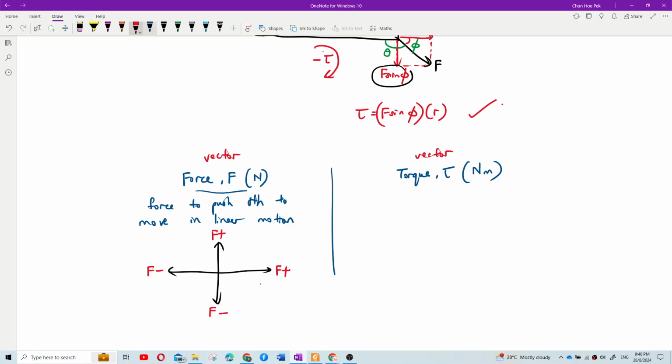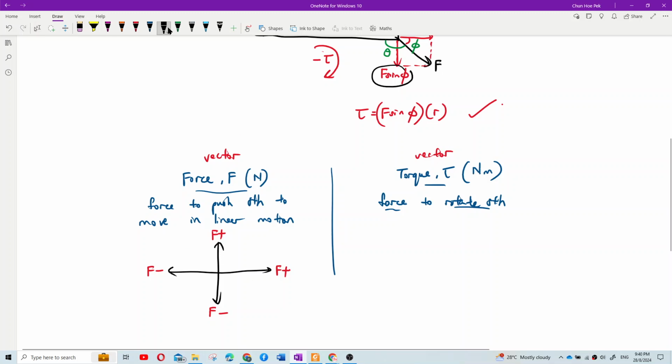So torque, what is torque? Torque is like force, but it's a force to rotate something. Just now, the force that we learn in linear motion is to push something to move to the right, to the left, going up and going down. But torque is also a force, but a force to rotate something: rotate the fan, rotate the car tire, rotate the blade in the hair dryer, rotate the motor. It is also a vector.